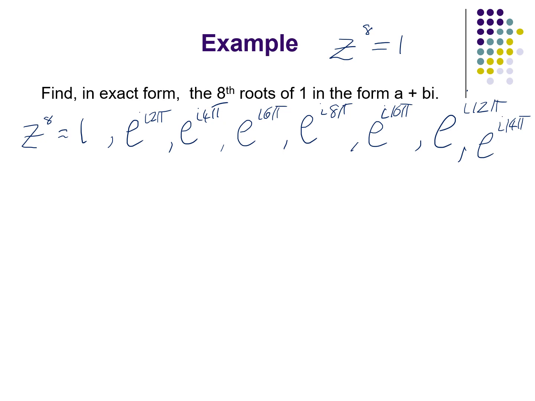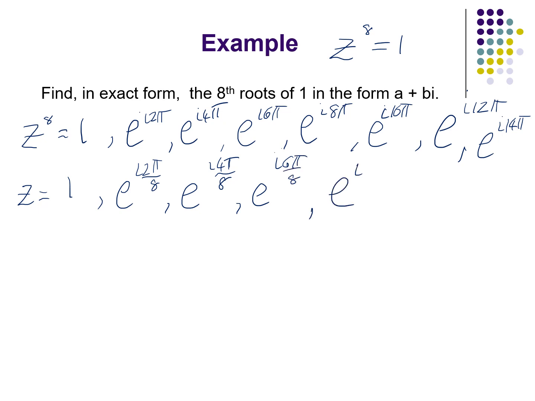So now I'm going to do the 8th root of those. Remember, for the unity ones, the modulus is always 1, so I don't need to worry about that. So I take each of these and I divide by 8. So I get e to the i 2 pi by 8, e to the i 4 pi by 8, e to the i 6 pi by 8. I know these simplify, but I'm not going to bother. We'll write that as e to the i pi, e to the i 10 pi by 8, e to the i 12 pi by 8, and e to the i 14 pi by 8.